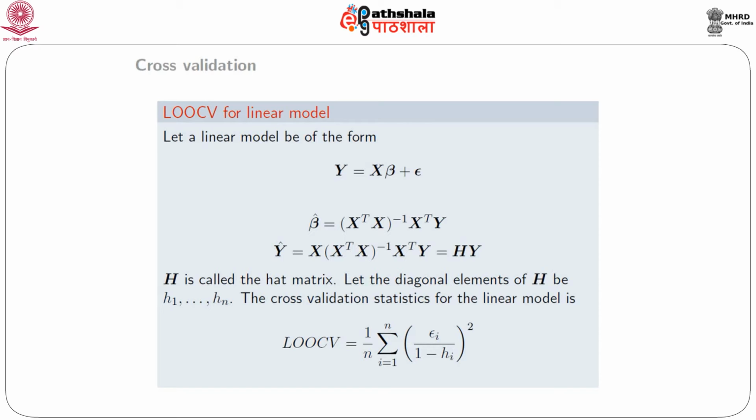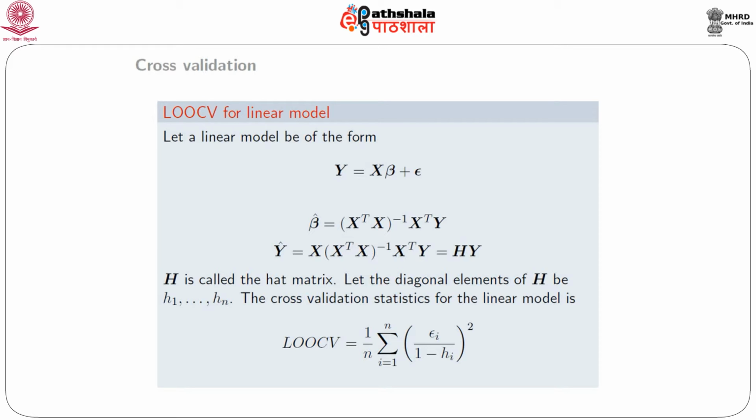However, the advantage for linear models is that we have a direct formula to calculate the leave-one-out cross validation estimator. So, if we assume a linear model of the form y = Xβ + ε, then β hat is (X'X)^-1 X'y, while the fitted values ŷ is Hy, which is X(X'X)^-1 X'y.